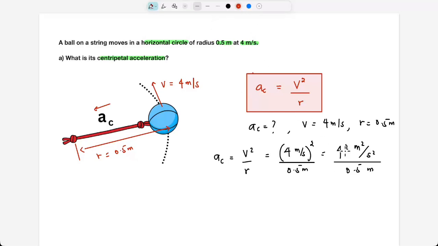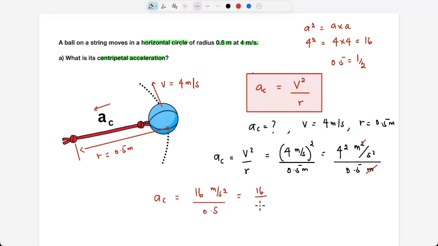Now, if we look closely, we can see this meter will cancel one of the meters here. So we are left with the centripetal acceleration being 4 times 4. If you have a squared, it's nothing but a times a. So in this, we have 4 squared, and that is going to be 4 times 4. So we have 16 meters per second squared, and then divided by 0.5. Again, 0.5 is the same as 1/2. So 16 divided by 1/2, and everything in meters per second squared.